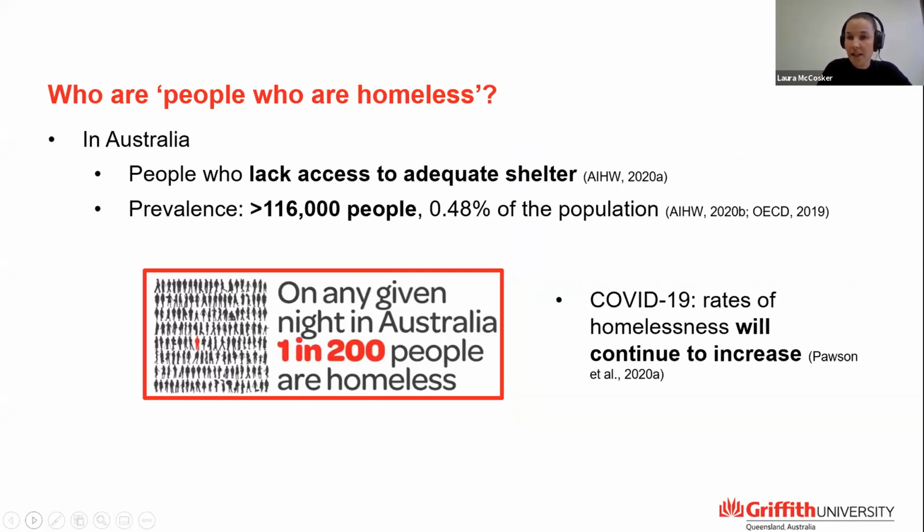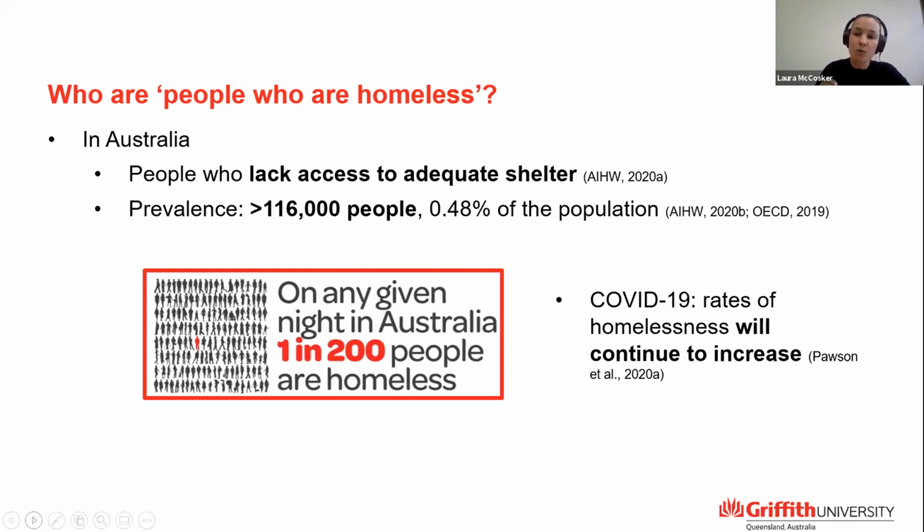To get us rolling, I'd like to define who I'm talking about when I say people who are homeless. In Australia, a person is considered homeless if they lack access to adequate shelter. This includes people who are unsheltered or sleeping rough, and those living in overcrowded, substandard, untenable or unsafe housing or in emergency shelters. The most recent national census, which was conducted in 2016, found that more than 116,000 people in Australia are homeless. This is equivalent to about 0.48% of the population, or roughly 1 in every 200 people.